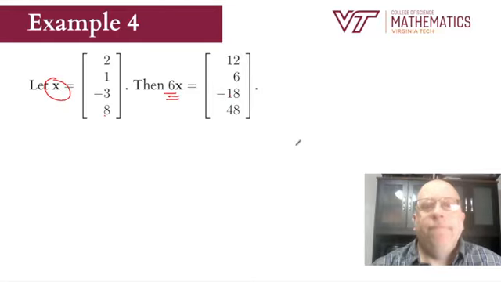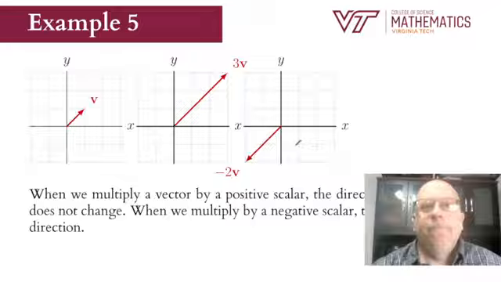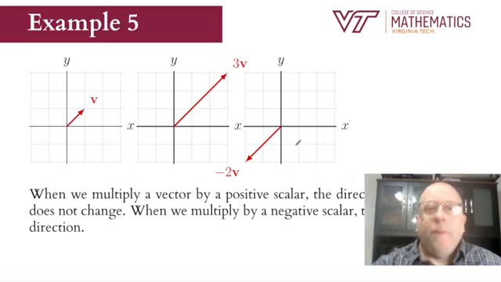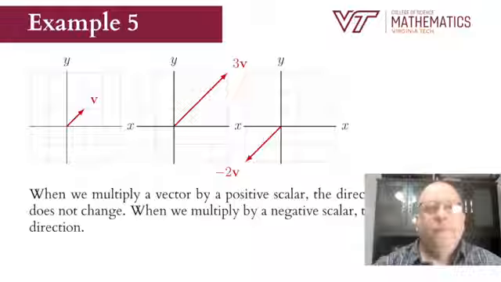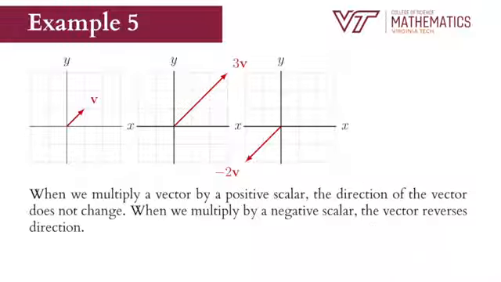All right. When we multiply a vector by a positive scalar, the vector gets larger or shorter in that direction, but it doesn't change directions. So if I take the vector v and I stretch it out by a factor of 3, I multiply it by 3 to get 3v. It's now 3 times longer, but it points in the same direction. The direction of the vector does not change.